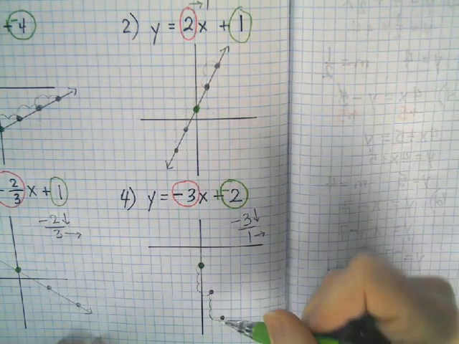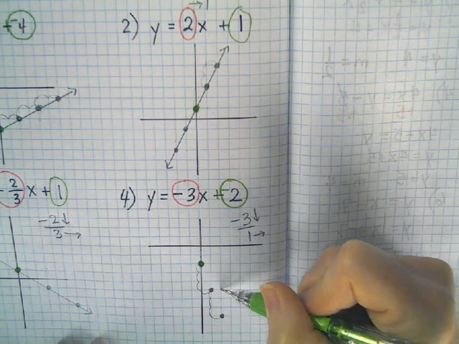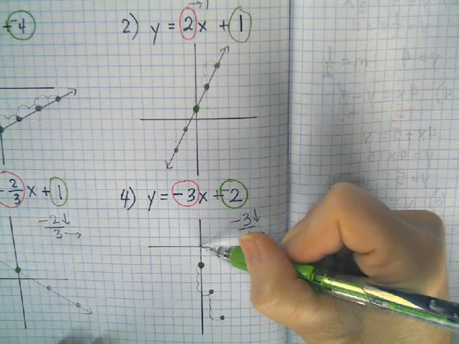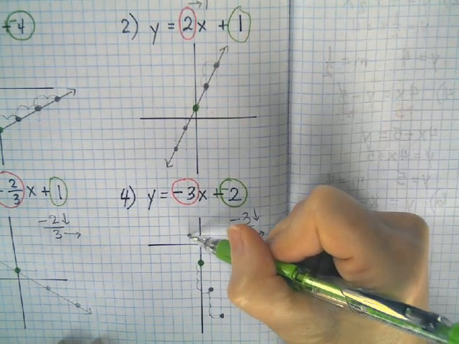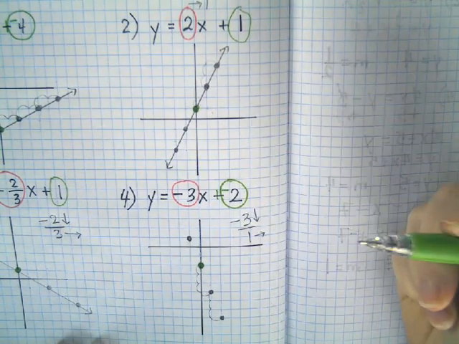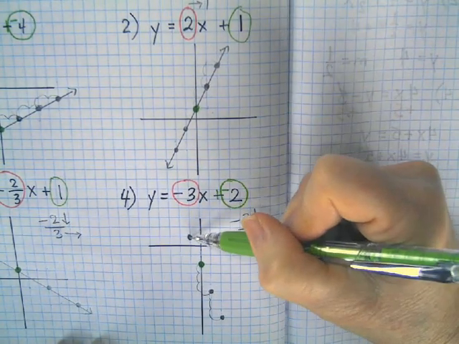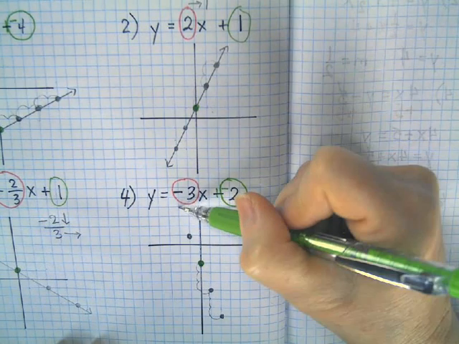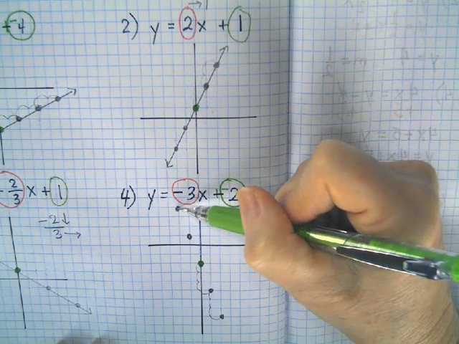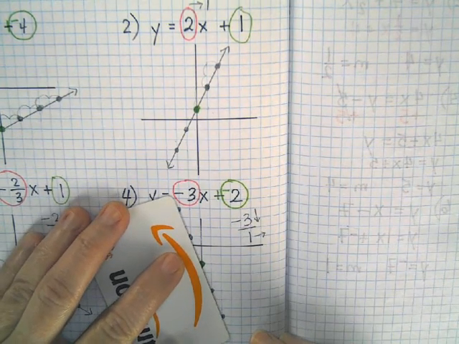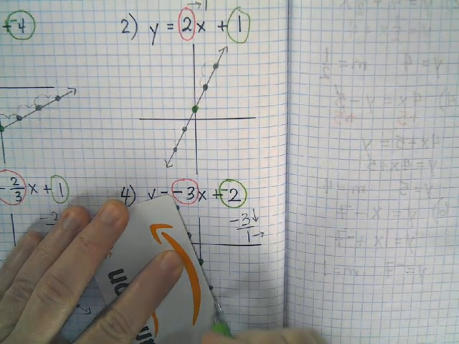And I can go the other way. I could go up 3 and to the left. Up 3 and then to the left, until I have a perfectly straight line. I can do it again. Up 3 to the left 1. Now I'm going to connect those to make a perfectly straight line. There it is.